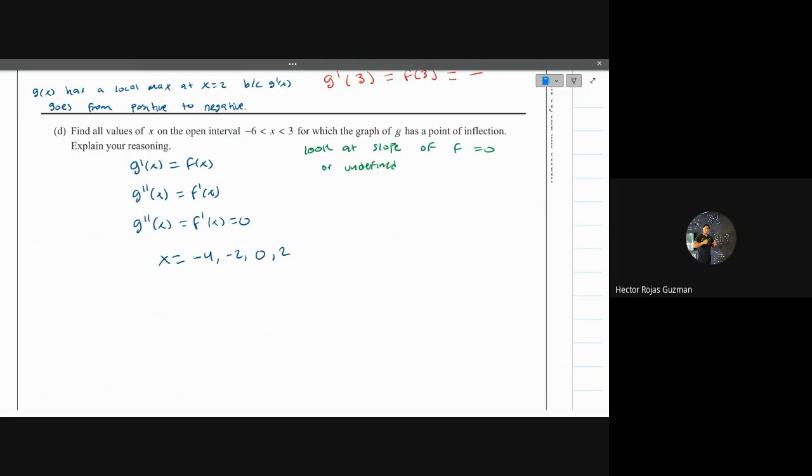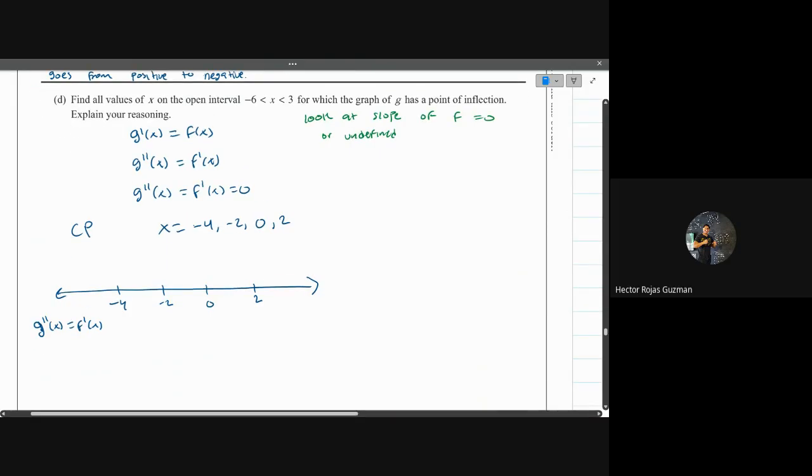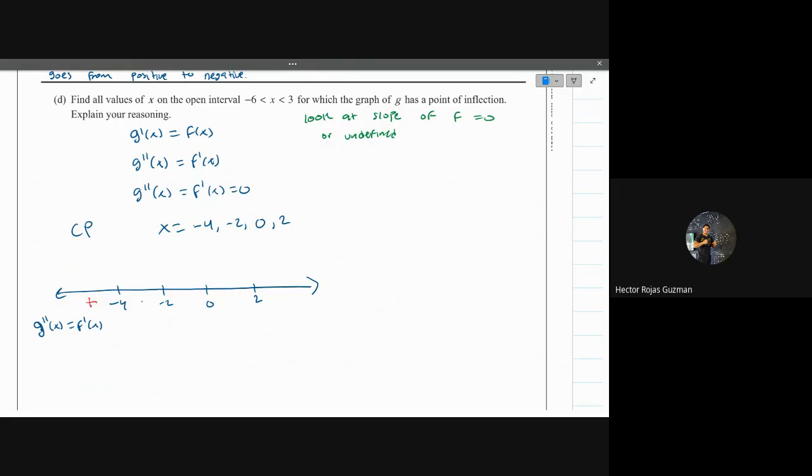All right, so now that we have our critical points, we're going to do our number line: -4, -2, 0, and 2. And we're going to be figuring out if g double prime or f prime is positive or negative. So before -4, if you look at the slope of the graph, the slope is positive. Then the slope is negative. Between -2 and 0, the slope is positive, negative, and then still negative.